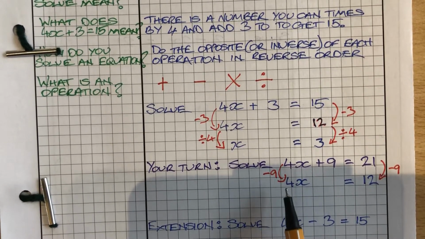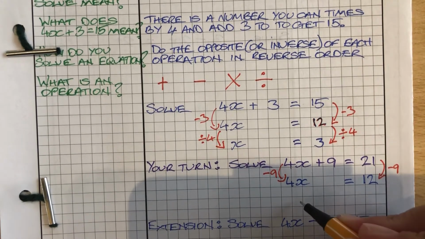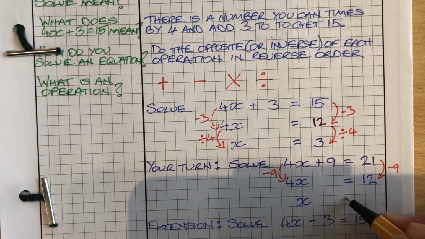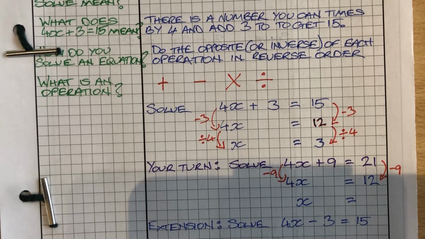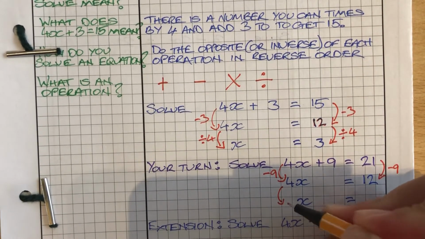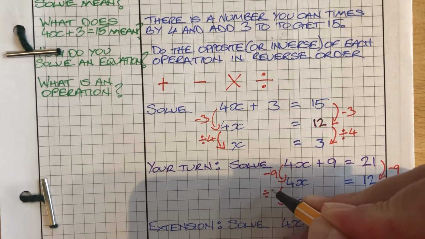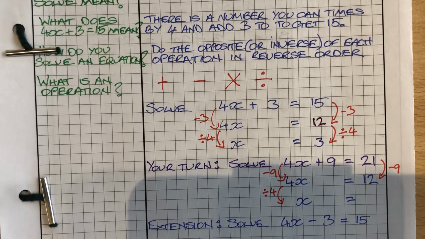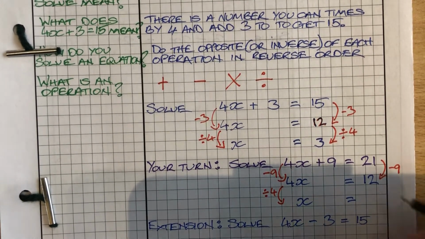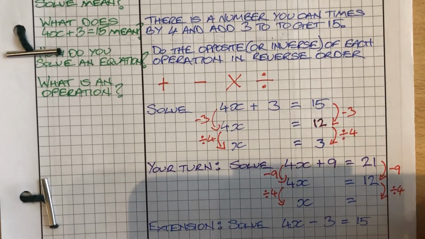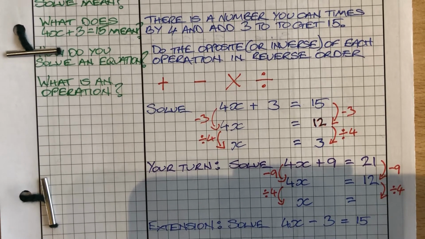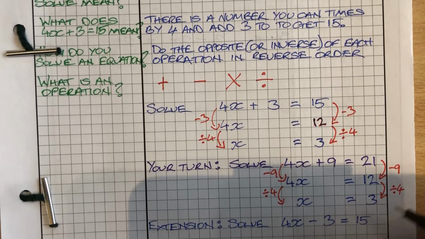It says a number times by 4 is 12. I don't want the number times by 4. Get the number on its own. How did I get rid of that times by 4? By the inverse of times by 4, which is to divide by 4 on this side. And so I divide by 4 on this side. And I get, again, that my number is 3.